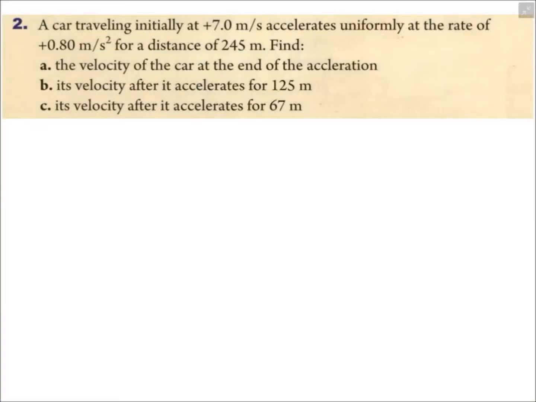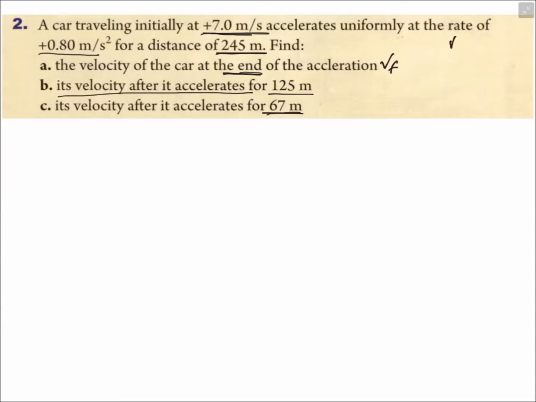Welcome everyone. In this question it says a car traveling initially 7 meters per second accelerates uniformly at the rate of 0.8 meters per second square for a distance of 245 meters. Find the velocity of the car at the end of the acceleration. So it's asking here the final velocity, its velocity after it has accelerated for 245 meters.